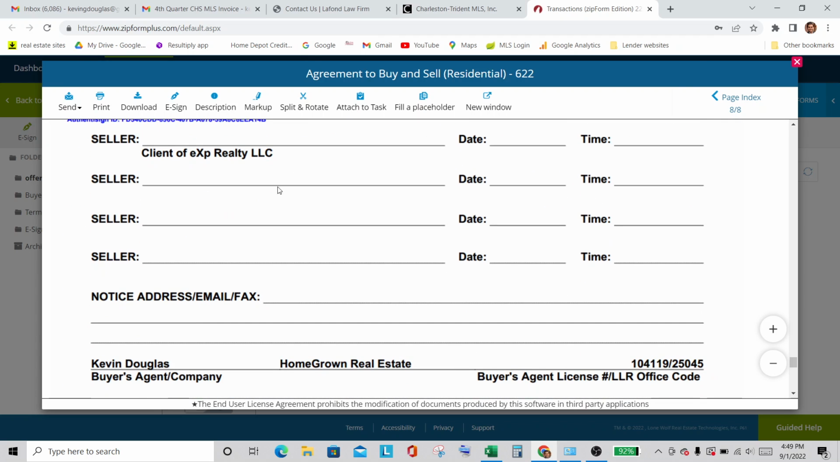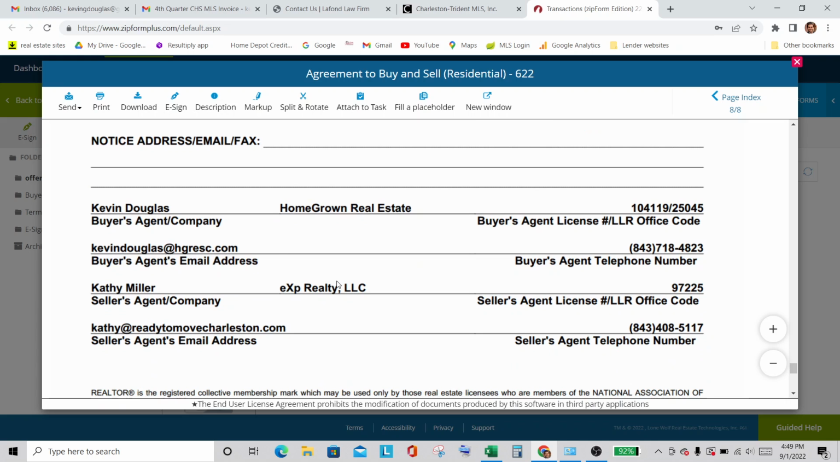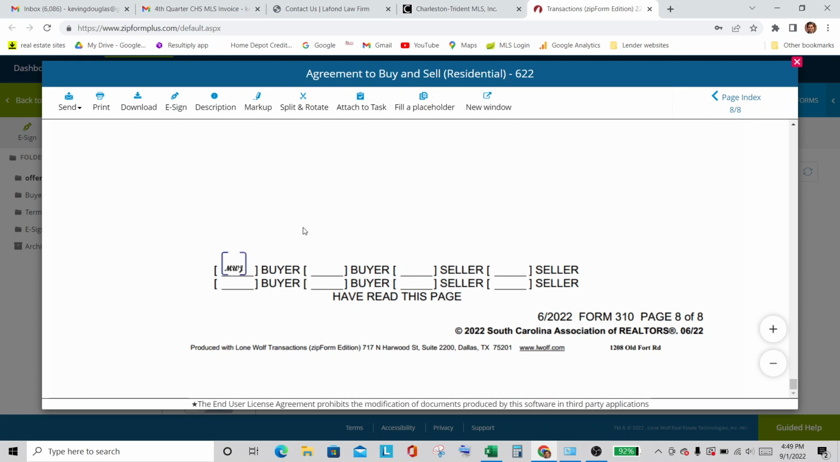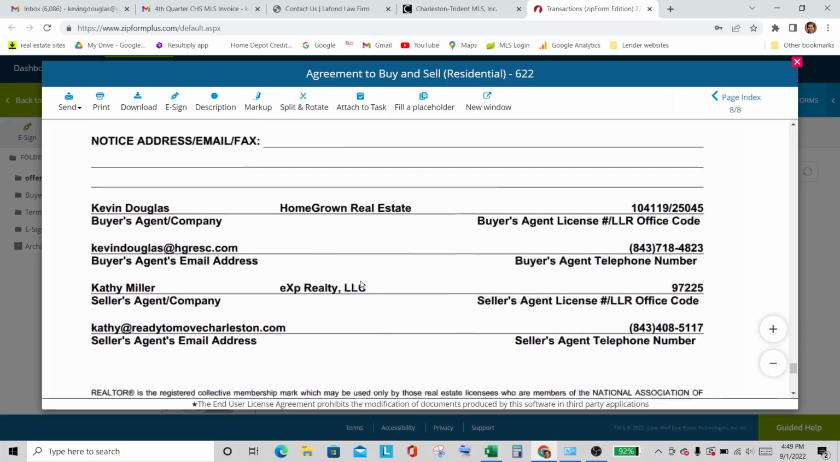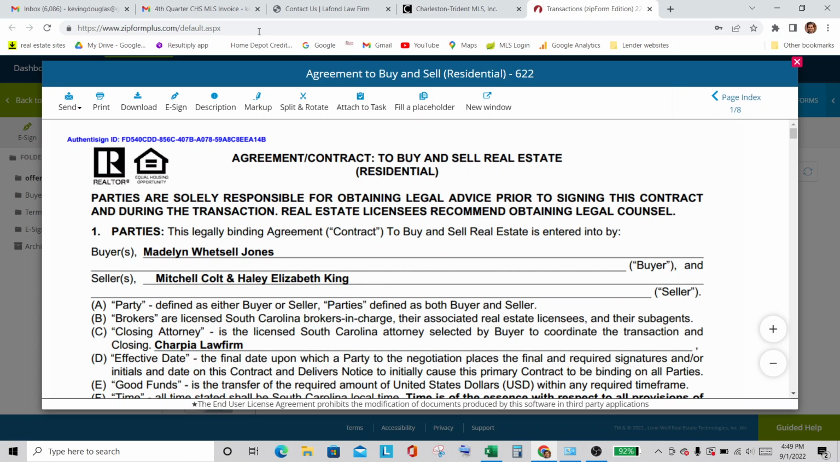This is where you put the seller's real estate information. I'm sorry, this is the seller. And then down here is the real estate information for each agent. And then again, people forget to initial this last page all the time. So that is the agreement to buy and sell real estate as quickly as I could go over it.